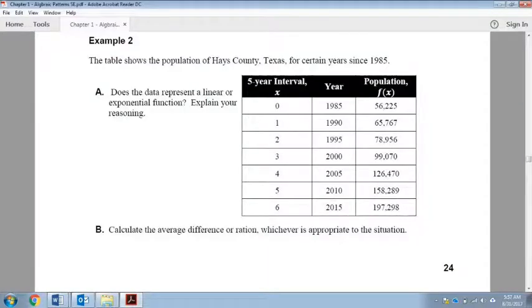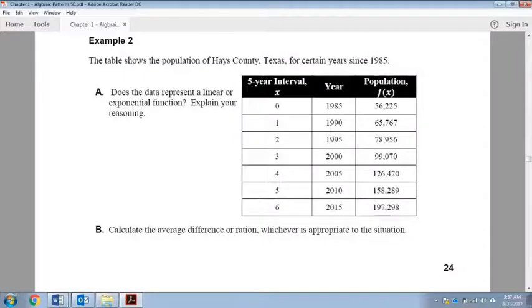Alright, this is Algebraic Reasoning, Chapter 1.5, Example 2. The instructions say the table shows the population of Hays County, Texas for certain years since 1985. Our x value is in 5-year intervals. So 0 is for 85, 1 is for 90, and so on. We're going up by 5, and your y value is your population. So does the data represent a linear or exponential function?